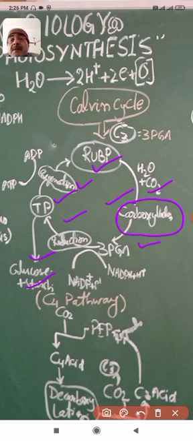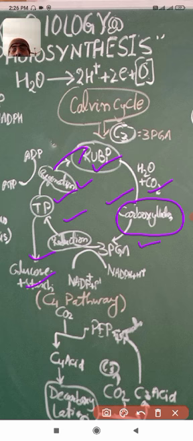Later on, this triose phosphate also utilizes one phosphate molecule from the ATP. So ADP gets released, and that phosphate molecule combines with the triose phosphate, then the formation of RuBP takes place. So my dear student, this is the C3 cycle or Calvin cycle that you can understand in a summarized way.